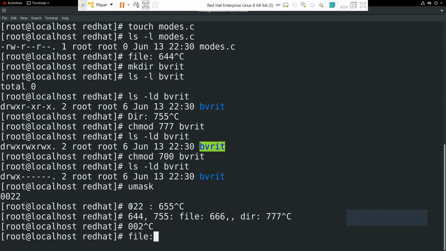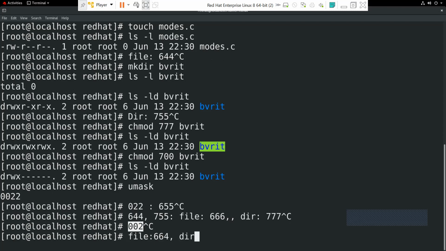Here the umask value is 022. That's why we got 644. Here now I am taking the umask value 002. Now what are the default permissions? 664. 664. That's it. Very good.